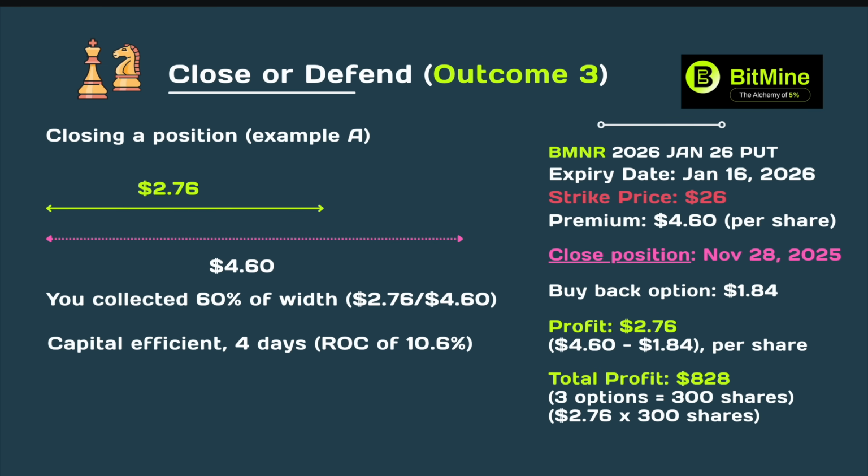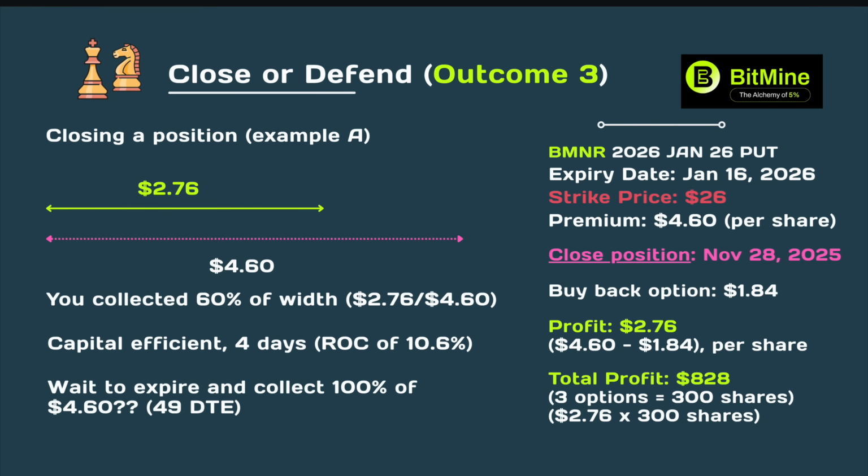Well, you have to keep in mind that by closing it in 4 days, we were very capital efficient. We made 10.6% in 4 days. And if you had decided that you wanted to capture the full width, the full $4.60, you have to wait an additional 49 days. So what you're looking at in the end is 10.6% versus 17.7%, but you were very capital efficient by closing out the position in 4 days.